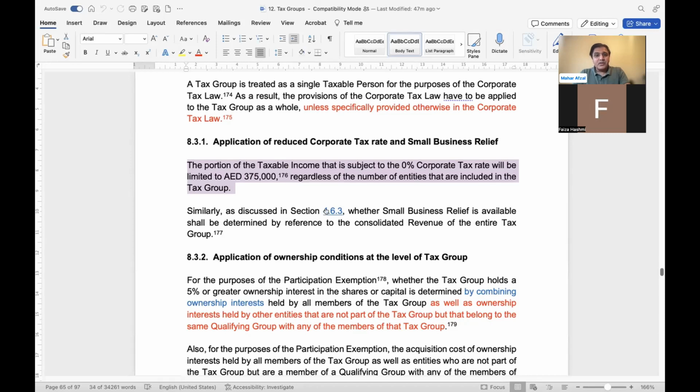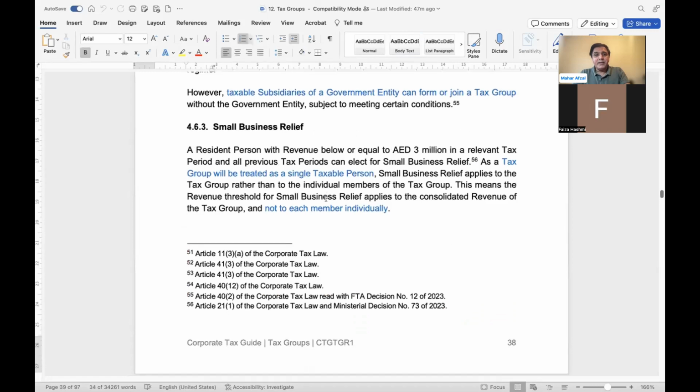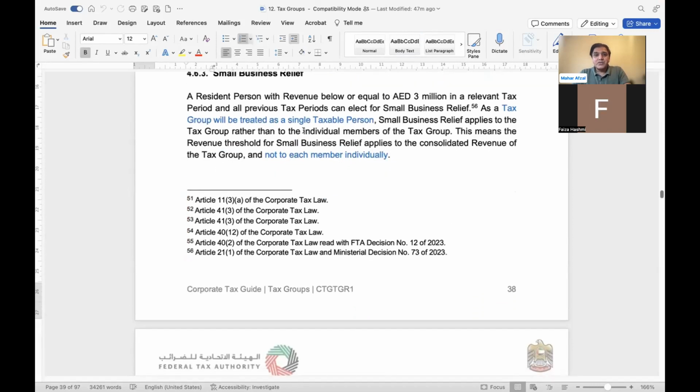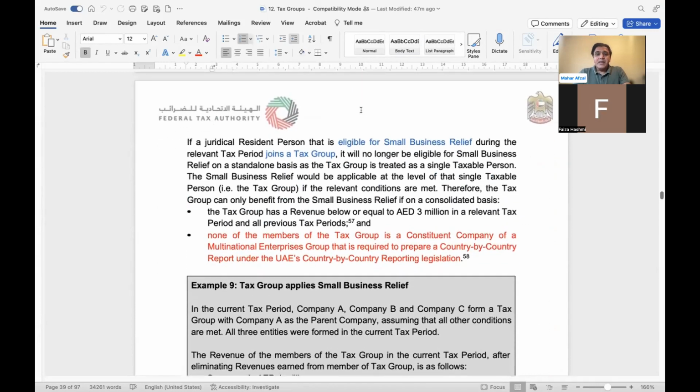If you go into the discussion here, 4.6.3, you can find that a resident person up to 3 million in the relevant tax period can apply. Tax group will be treated as a single taxable person. Small business relief applies to the tax group rather than the individual members of the tax group. This means the revenue threshold will be considered on the consolidated revenue of the tax group, not the individual entity. A juridical person eligible for small business relief that joins a tax group during the tax period is no longer eligible for small business relief. This is the same thing.